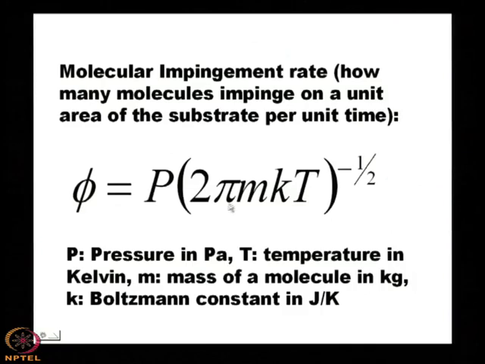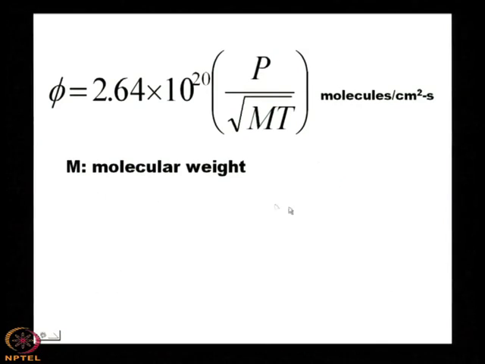How does it come? Pi is there, K is there, and if you put the value of the K etc., it comes out to be 2.64 into 10 to the power 20 into P by root MT molecules per centimeter square second. That means per unit area per unit time, the number of molecules, and capital M is the molecular weight, T is the temperature in Kelvin, and P is the pressure in Pascal. So, that is the molecular impingement rate, which is very important.